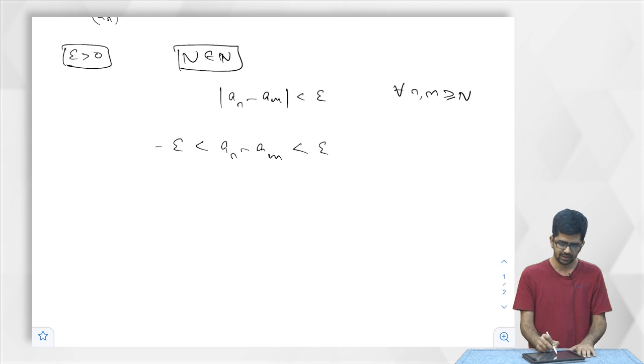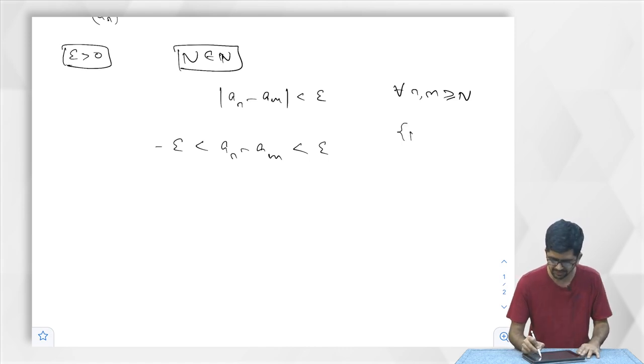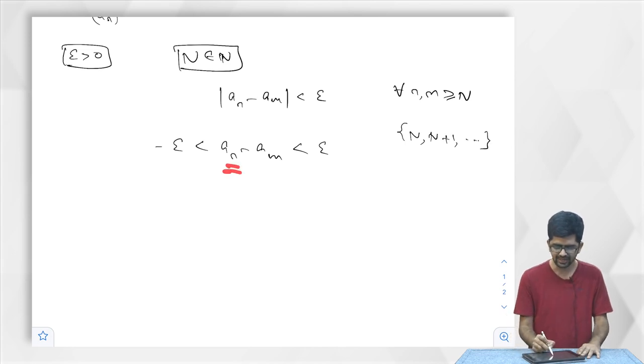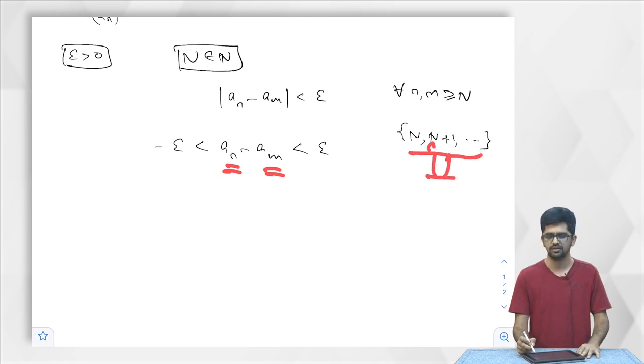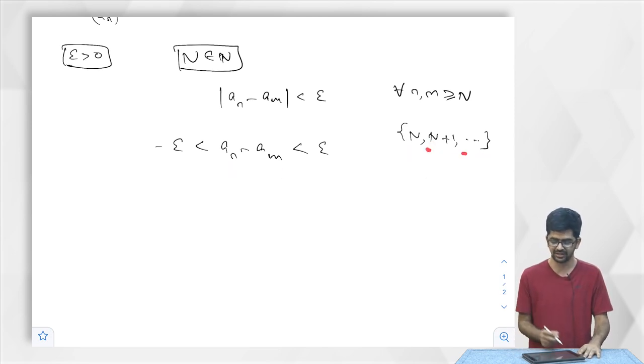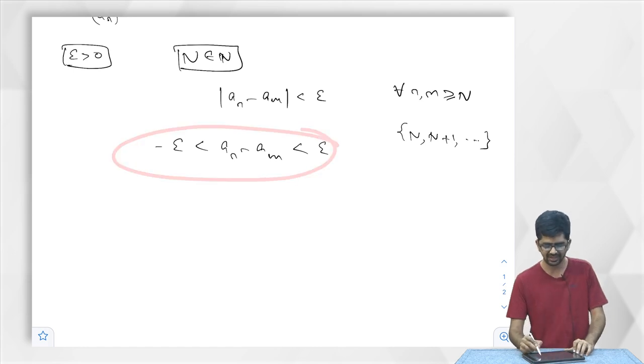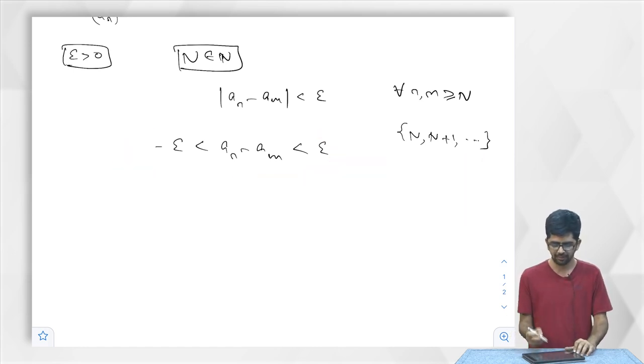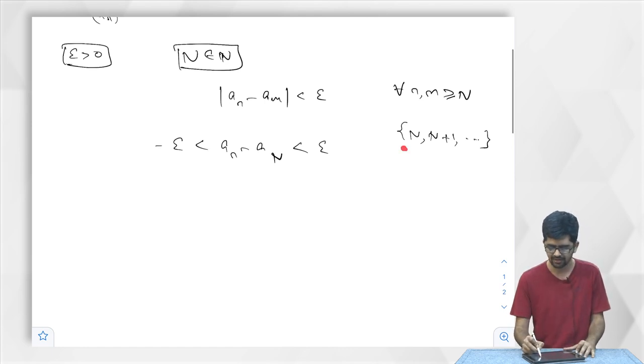Now there are two variables, in the sense that n, m vary over the set N, N plus 1, and so on. This is true for any two elements of this set, for every n, m in this set. In particular, if I take m to be the first element of this set, it is still true. So what I will do is replace this m by this N, the first element of this set.